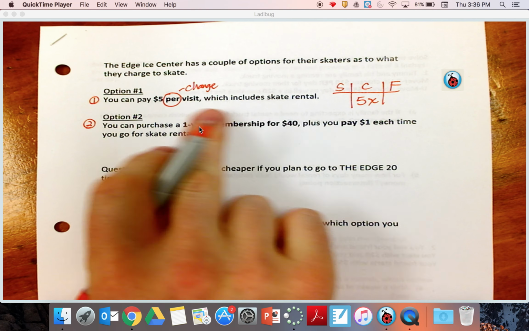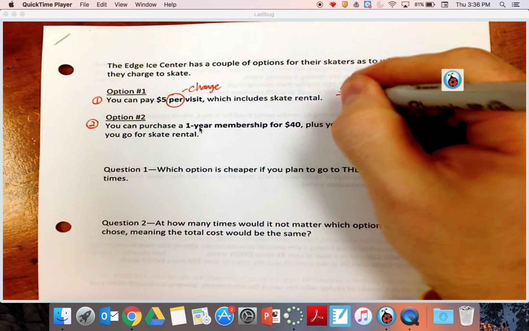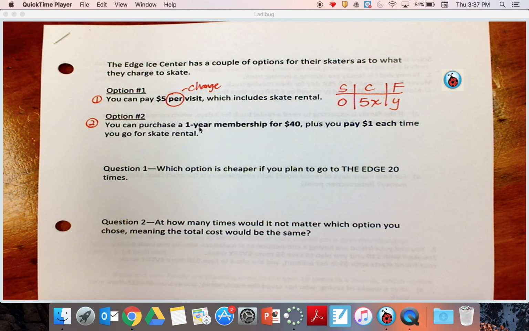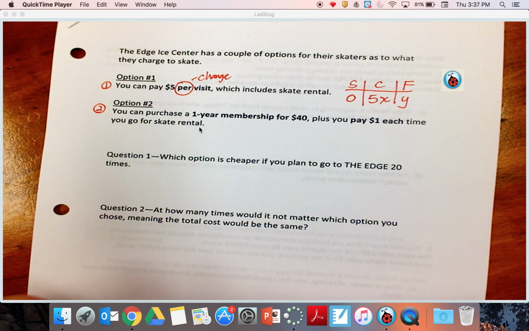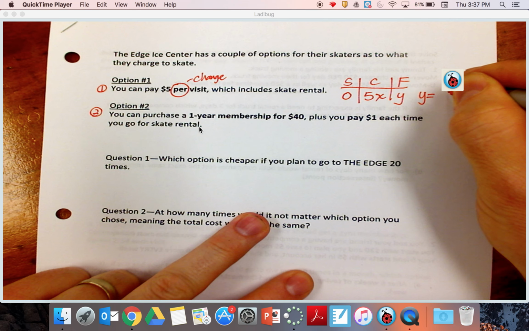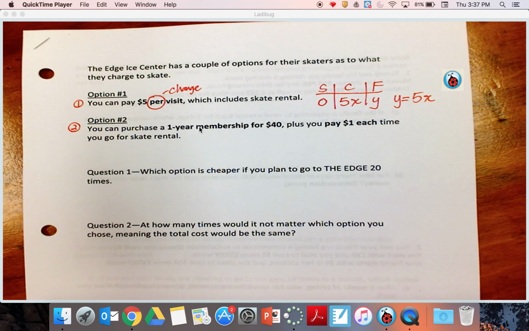My start value here is 0. I don't have anything to pay for my start value, so it becomes 0. And my finish is y. And if I want to take that out of my start, change, and finish, I know that my equation is y equals 5 times x. So there's my first equation that I needed to do.